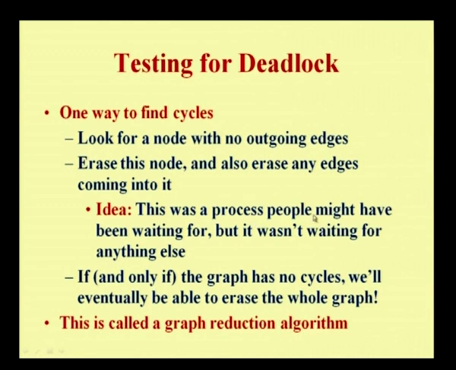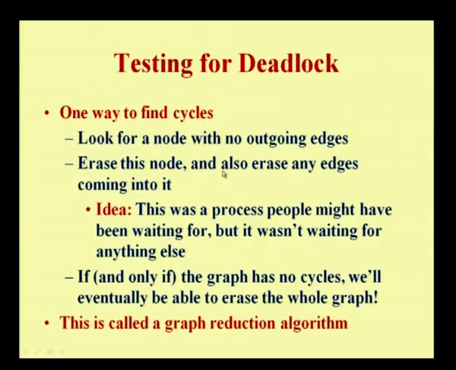There may be a process that people might have been waiting for, but it wasn't waiting for anything else. Say, for example, you have a node with no outgoing edges. What do you mean by it? It is a node which has no outgoing edge at all. So erase this node and also erase any edges coming into it. This is the idea that people use.